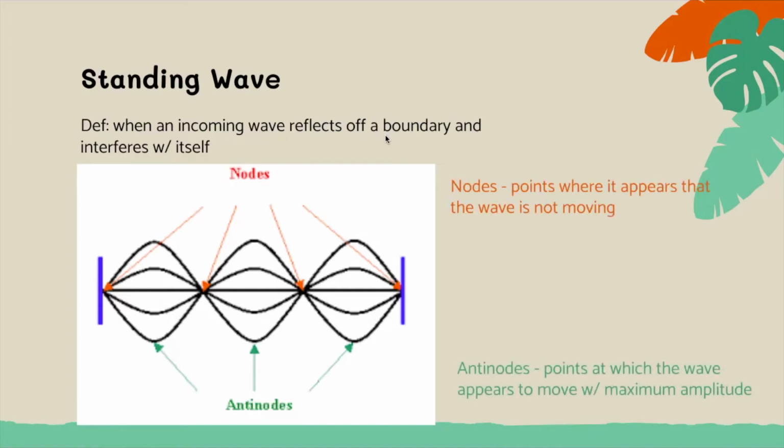Nodes are the part of the wave where it appears that no wave is moving. If I were looking at a string that was vibrating, this would be where the string stays still. There are four nodes in this picture. The antinodes, on the other hand, that's where the wave seems to move with maximum amplitude. If there were a bead on this string, this bead would start here and vibrate really rapidly up and down in place. There are three antinodes in this picture, and so we would call this the third harmonic.